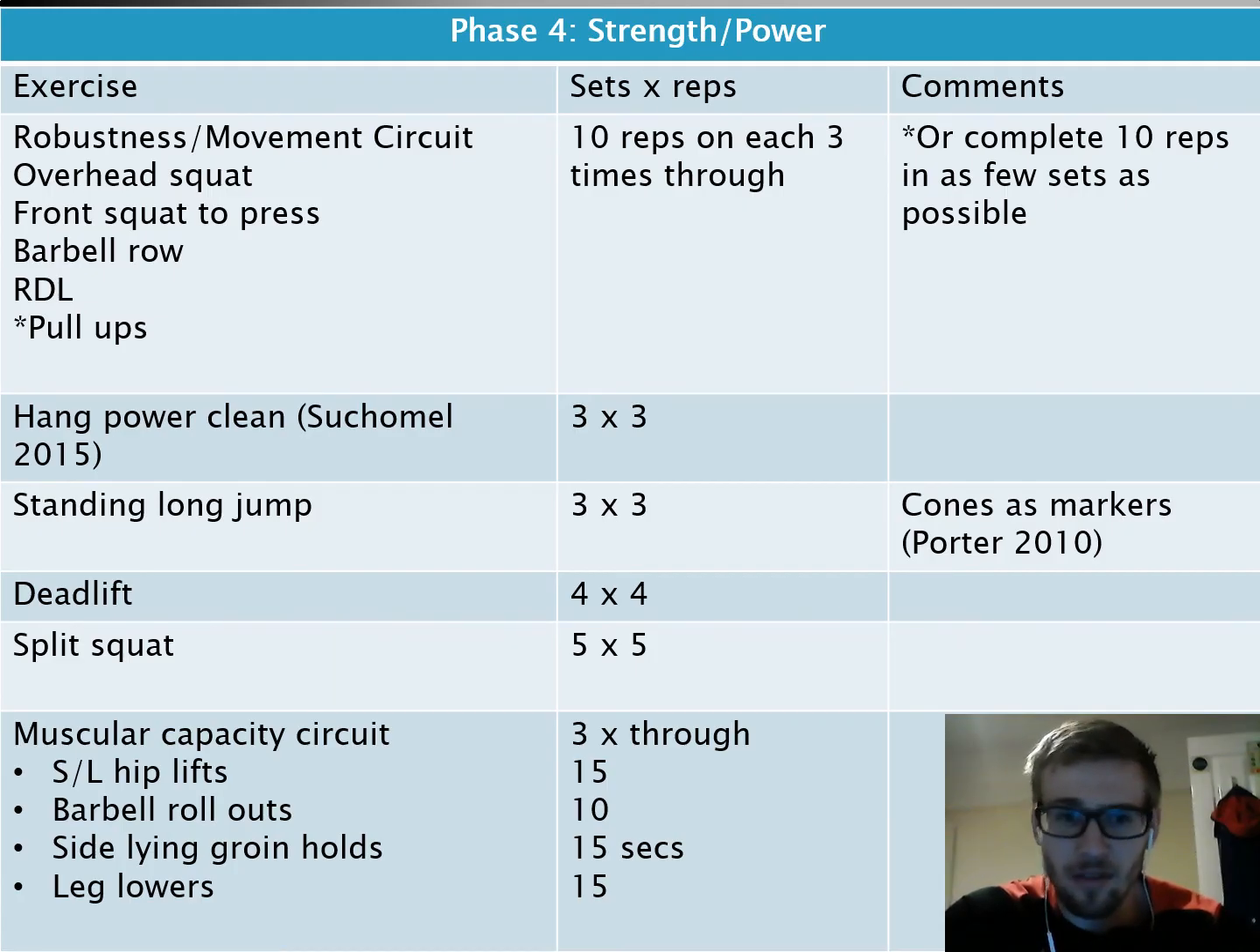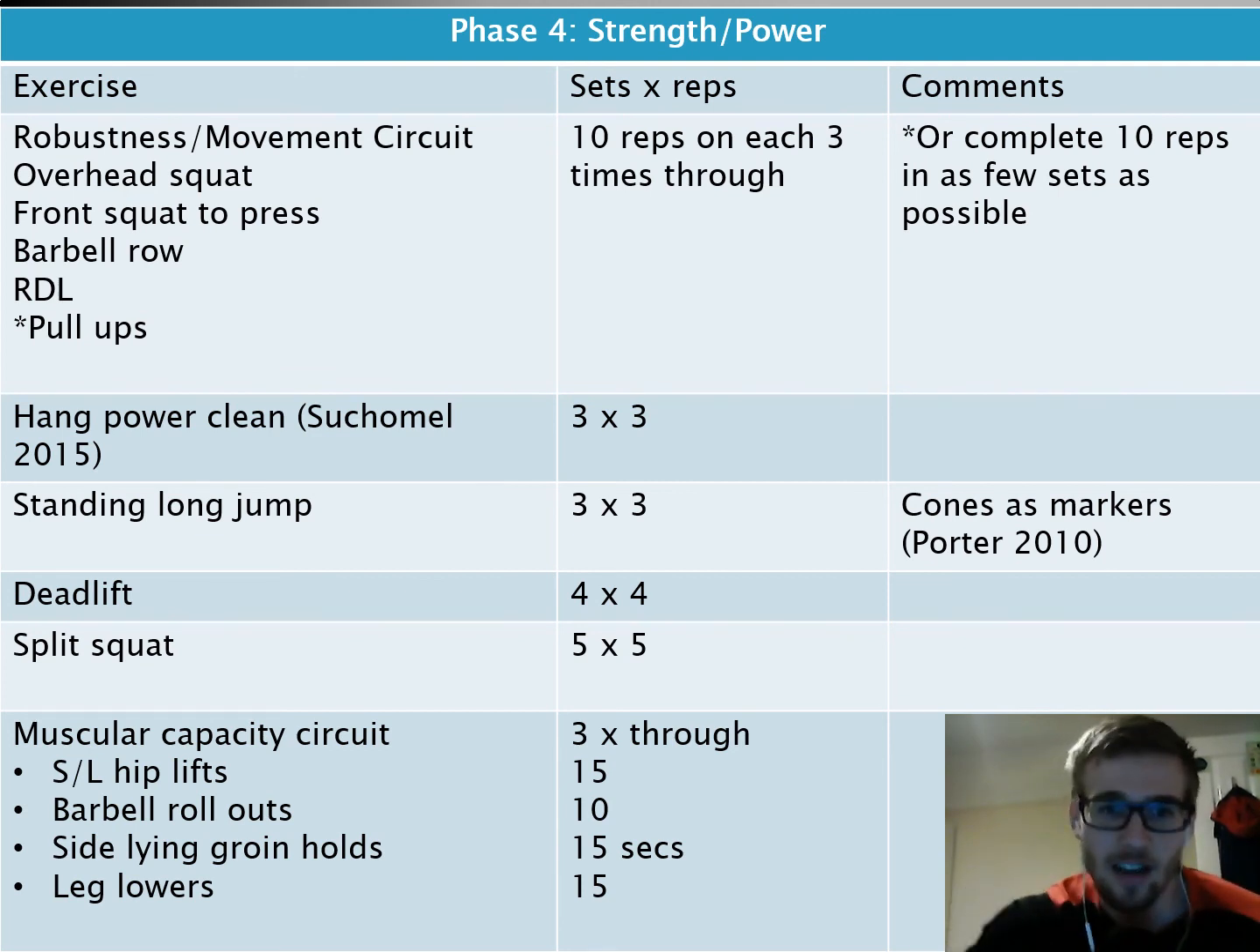This is an example of phase 4. So we've got hang power clean, which is obviously power with a reasonably heavy load, and then standing long jump, which is obviously power work with just your own body weight. So again, surfing the force velocity curve, still got an element of muscular capacity in there, and we also kept up the robustness circuits.